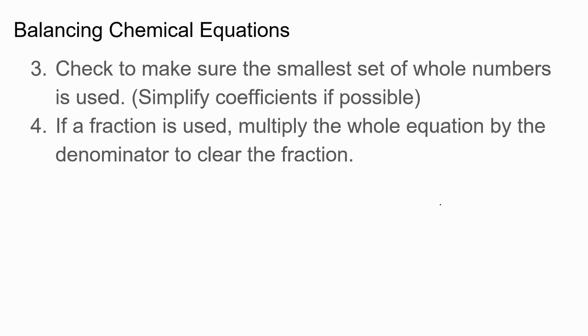Then you're going to see if you can simplify the coefficients. We need the simplest ratio. So if all of my coefficients have a 4 in the front, I need to simplify that so that they're divided by 4. Sometimes we'll need a fraction, and when we use a fraction, it's a kind of harder problem. If we need a fraction, then we're going to multiply by the denominator of the fraction through the whole equation. So I think this makes more sense if we do some examples.